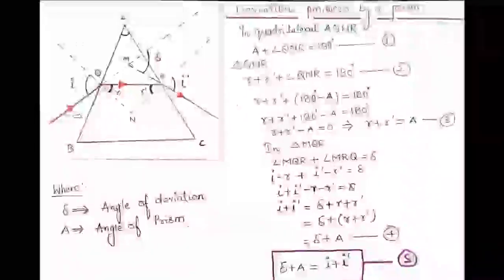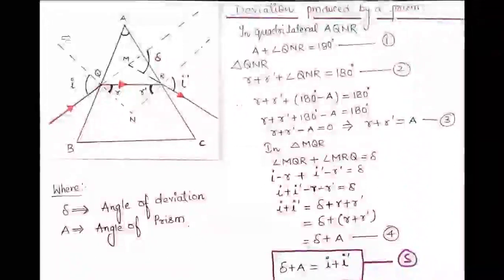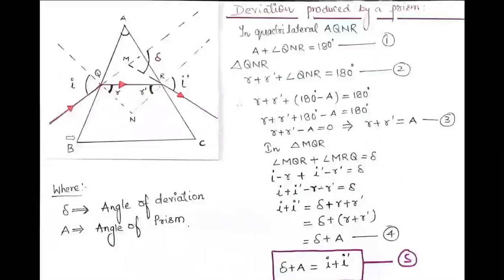Hello students, today we are going to study the deviation produced by the prism. Now we have a figure of a prism, ABC, representing the prism. This is an incident ray which is incident on the surface AB. Outside of this prism is a rarer medium and the prism itself is a denser medium. So this incident ray, incident on surface AB, enters into a denser medium.